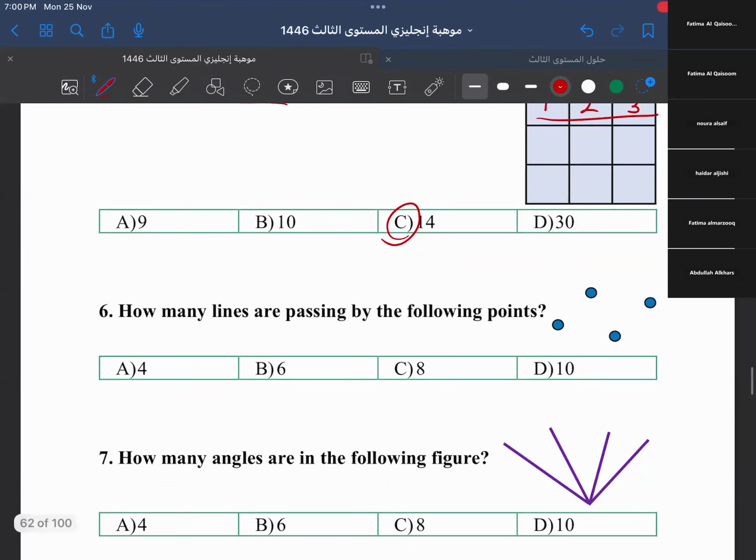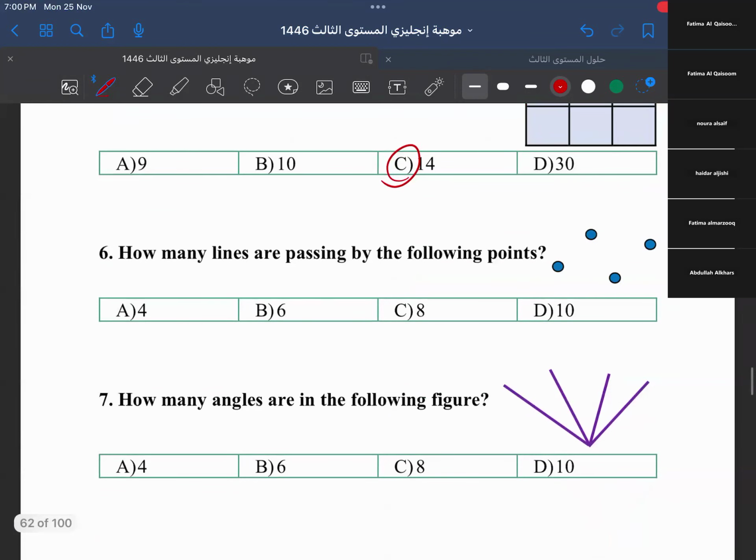Okay. Excellent. Yalla, let's move on to the next question. So, how many lines are passing by the following points? What do you think? Yes, Haida? I think we can do it by taking the first point and just drawing a line to each one. Yeah. And then we do that for the rest, and the overlapping ones we ignore. Do you get what I mean?